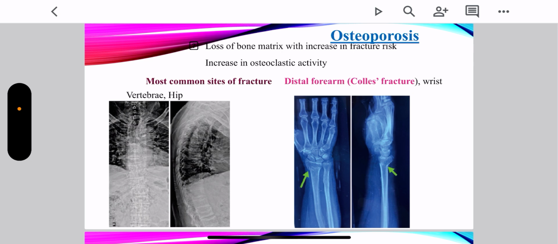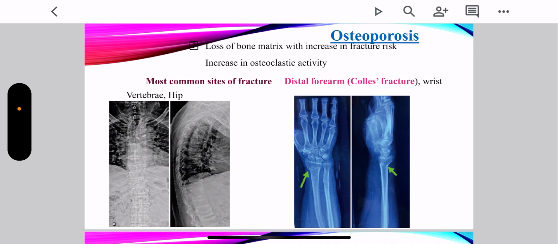So, the definition is: it is a clinical condition characterized by loss of bone matrix with increase in the risk of fracture. Now, how would the fracture risk increase? Because of increase in the osteoclastic activity. Whenever there is increased breakdown or resorption of the bone, there will be increase in the risk of fracture.